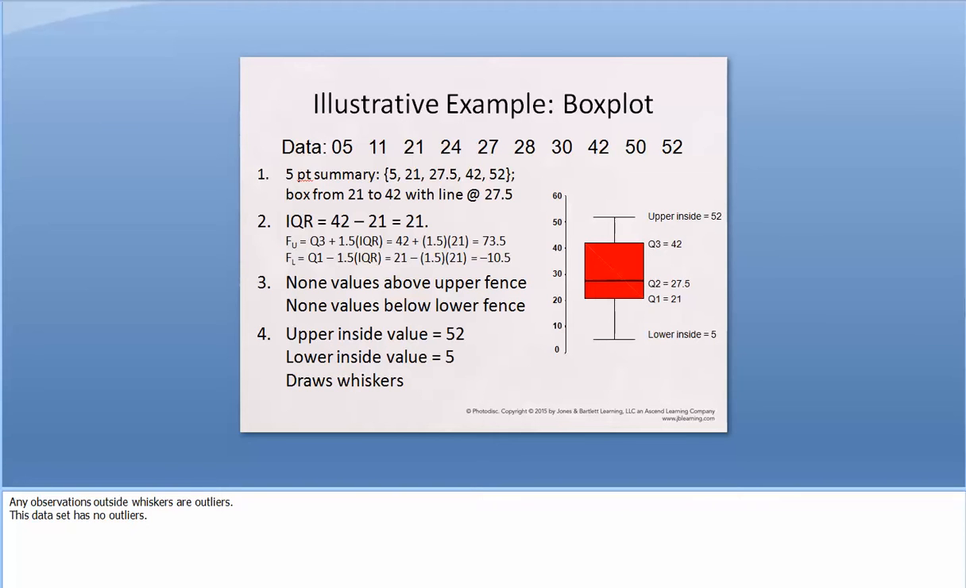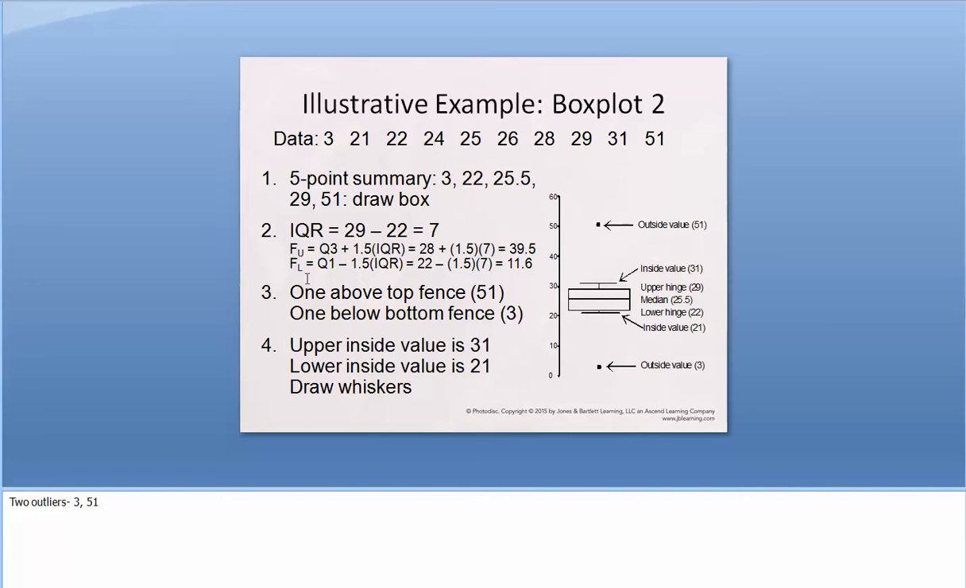So let's go to the next one. I think there's another example here. Now the 5-point summary in that sense would be: you start with the smallest, which is 3, and then you have Q1, the lower hinge, which is 22. Then you have 25.5, which is the median. Then you have 29 right here, and then the maximum number is 51. But notice here you have the whiskers. These two observations are outliers because they are outside the whiskers.